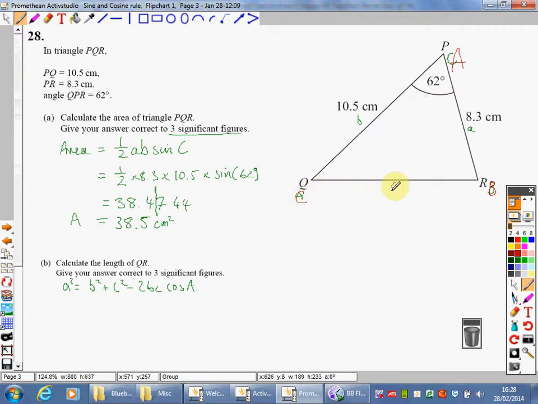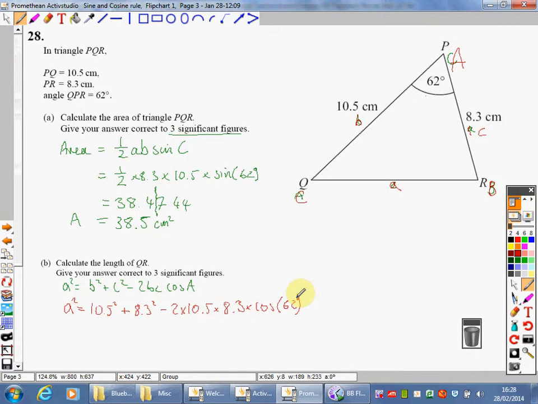Going back to my sides, that's now little a. That is now b, that's still b. And this is little c. Okay, now I can answer my question. Here we go. a squared equals b squared. Now b is 10.5, so 10.5 squared plus c squared, which is 8.3 squared, minus 2 times 10.5 times 8.3 times the cosine of 62 degrees. Okay, and now again, put it in the calculator.